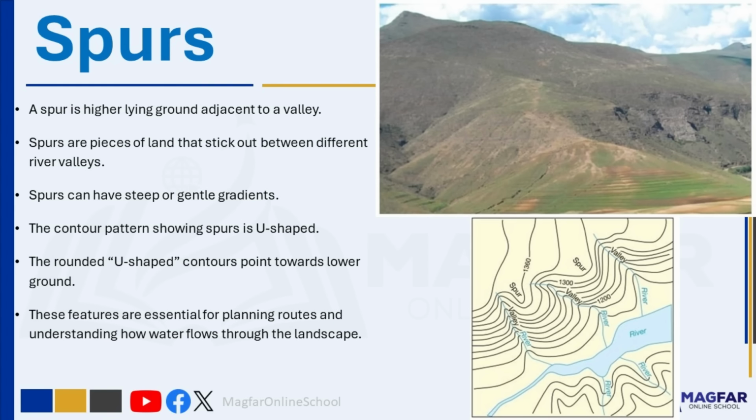The closed part of the U points down the slope towards the lower contour numbers. You could say the rounded U-shaped contours point towards lower ground. Spurs will not have rivers present. These features are essential for planning routes and understanding how water flows through the landscape.